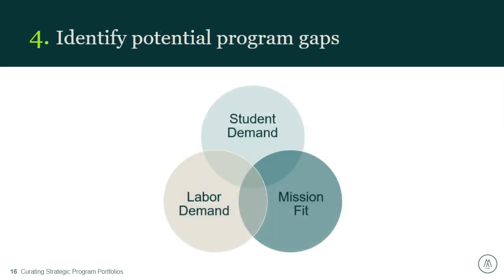So the next step is looking at the institution's holistic academic programs to see if you have potential program gaps. So really looking at your evaluation results and your market data and starting to see how your portfolio aligns with student demand, labor demand, and mission fit.